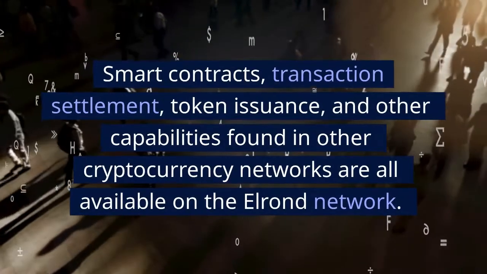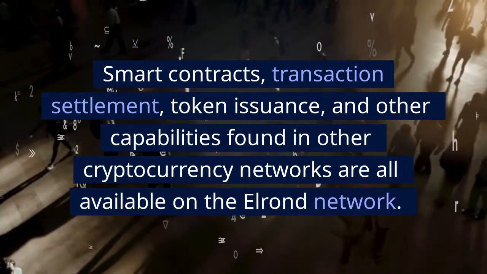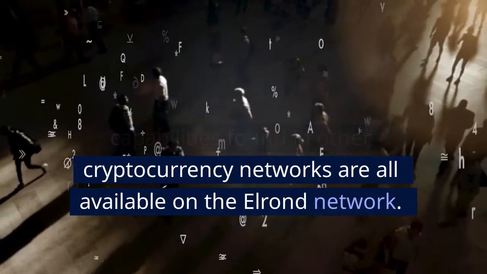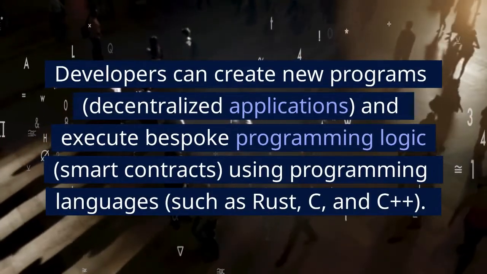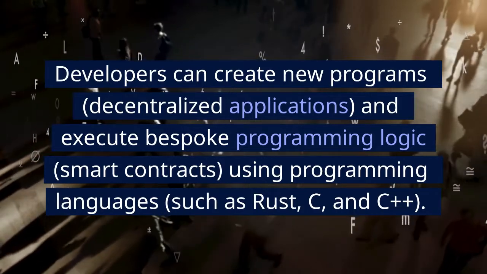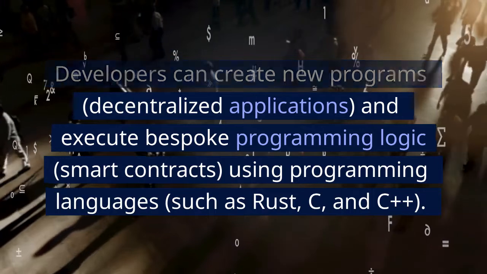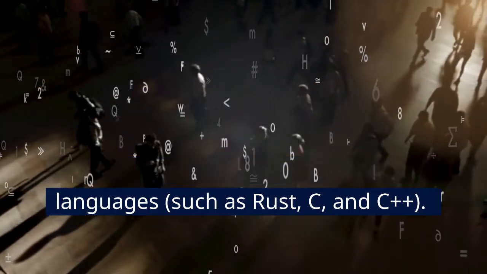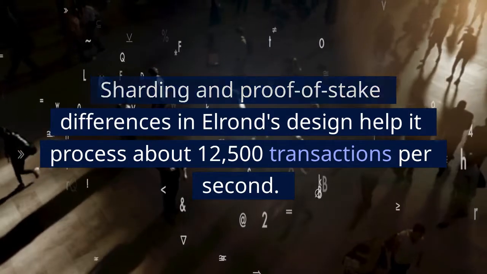How does Elrond work? Smart contracts, transaction settlement, token issuance, and other capabilities found in other cryptocurrency networks are all available on the Elrond network. Developers can create new programs, decentralized applications, and execute bespoke programming logic, smart contracts, using programming languages such as Rust, C, and C++. Sharding and proof-of-stake differences in Elrond's design help it process about 12,500 transactions per second.